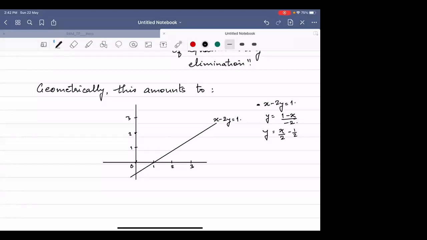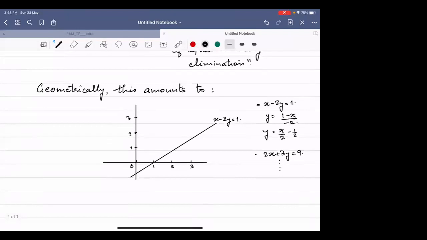Similarly, I can plot the other equation here, 2x plus 3y equals 9. With similar analysis, you can find that in this case the y-intercept will turn out to be 3. If you put x equal to 0, y equals 3. So 0 comma 3 lies on this line. So the y-intercept is 3, and what we have shown now is that these two lines actually intersect at the point 3 comma 1.